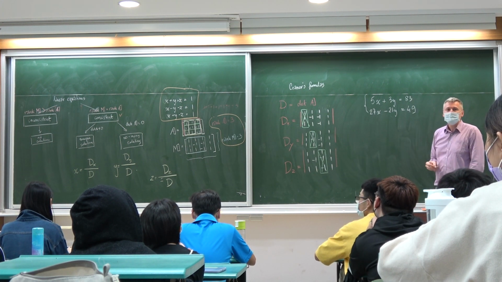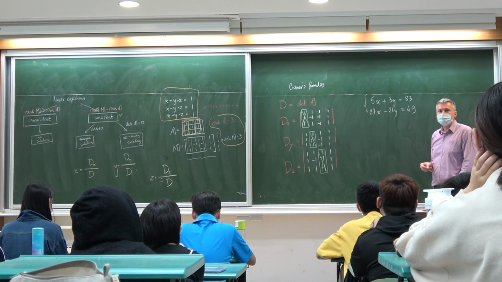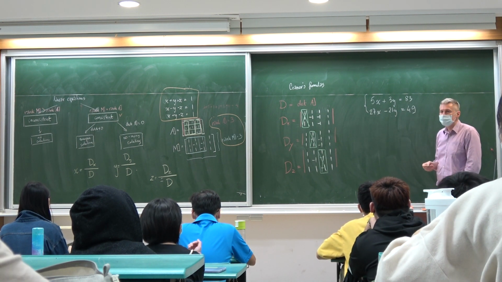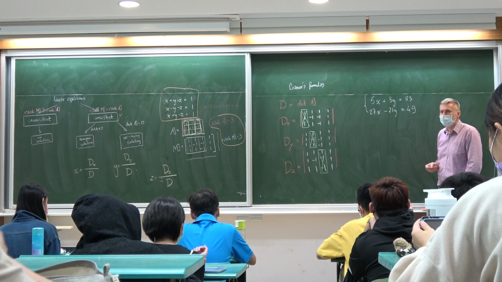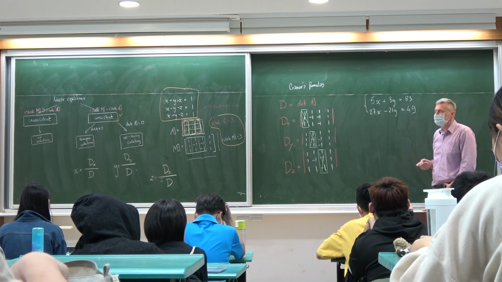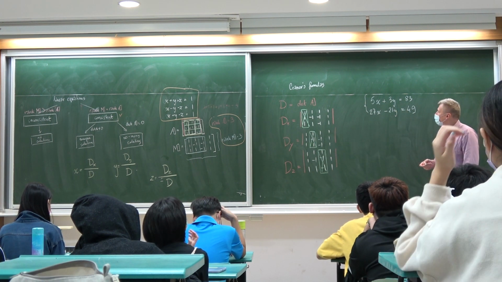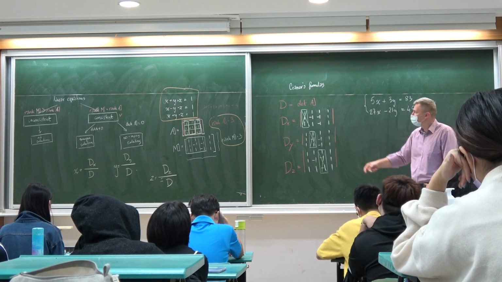So usually linear equations are ugly. The coefficients are like that and the solutions are ugly. When you want to eliminate things, it goes wrong. With determinants, it's much easier.